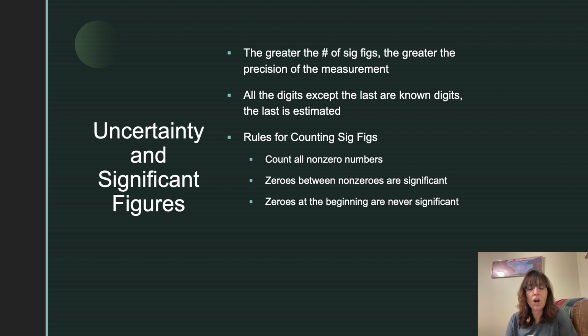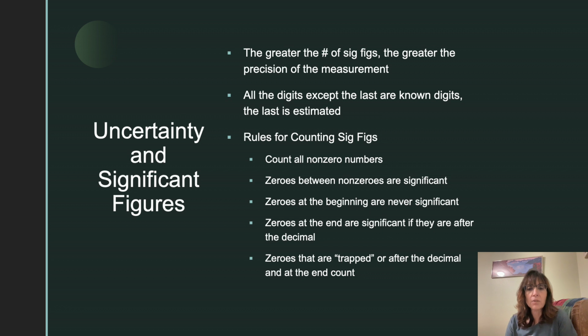Zeros at the beginning are never significant. We call those leading zeros. Zeros at the end are significant if they are after the decimal. Zeros that are trapped or after the decimal and at the end do count.